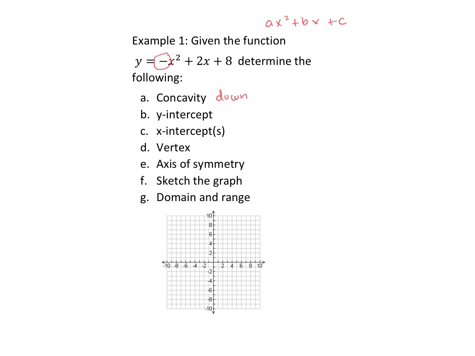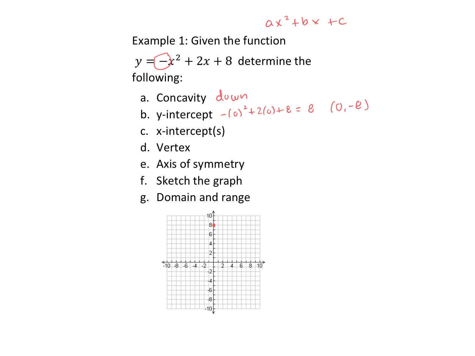We can find the y-intercept by letting x equal 0. So all I'm going to do is replace x with a 0. And that gives me a value of 8. So I know the y-intercept is (0, 8). So I can start by putting that point on my graph here.